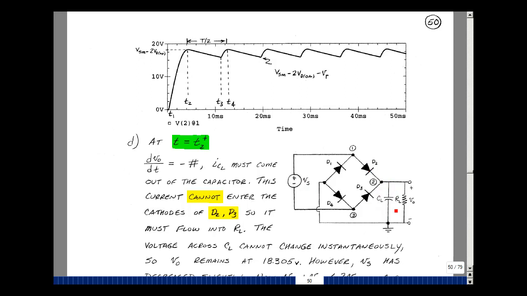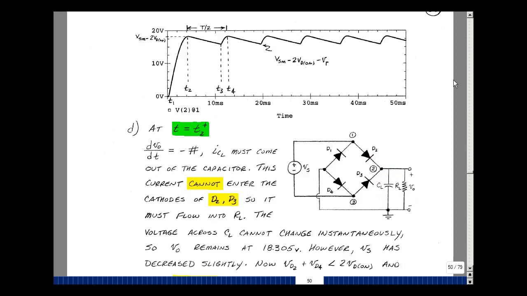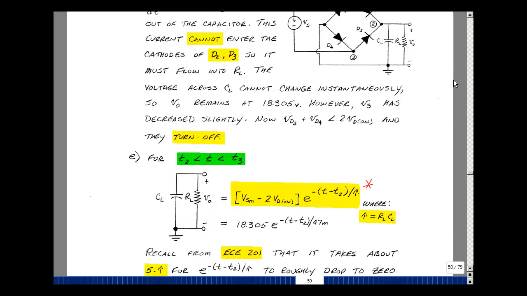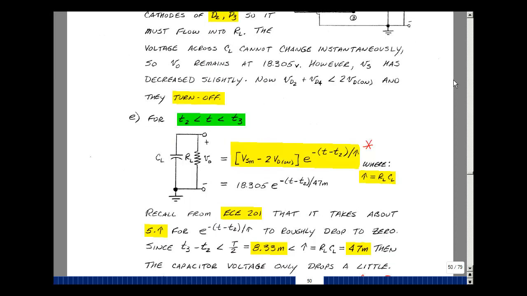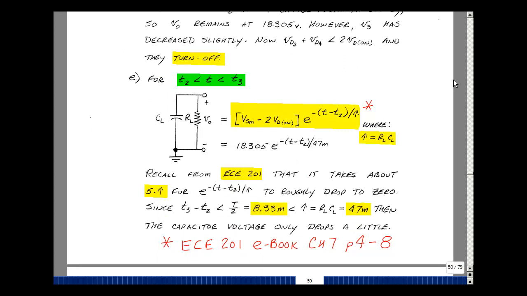Now what does our capacitor see? Well, it sees a resistive load. What's going to happen? Between times T2 and T3, we have a capacitor and a resistor in parallel. If you look in ECE301 in our ebook, in Chapter 7 on pages 4 to 8, we talked about RC circuits, charging and discharging.